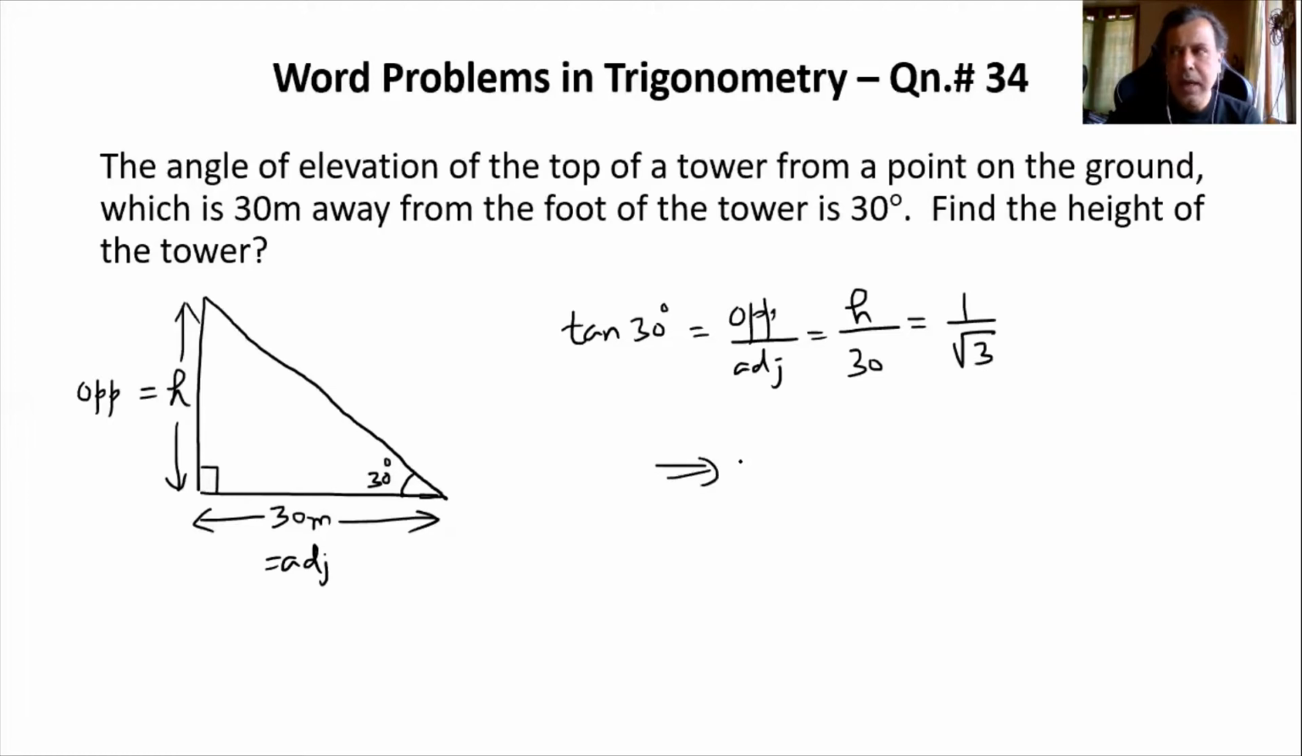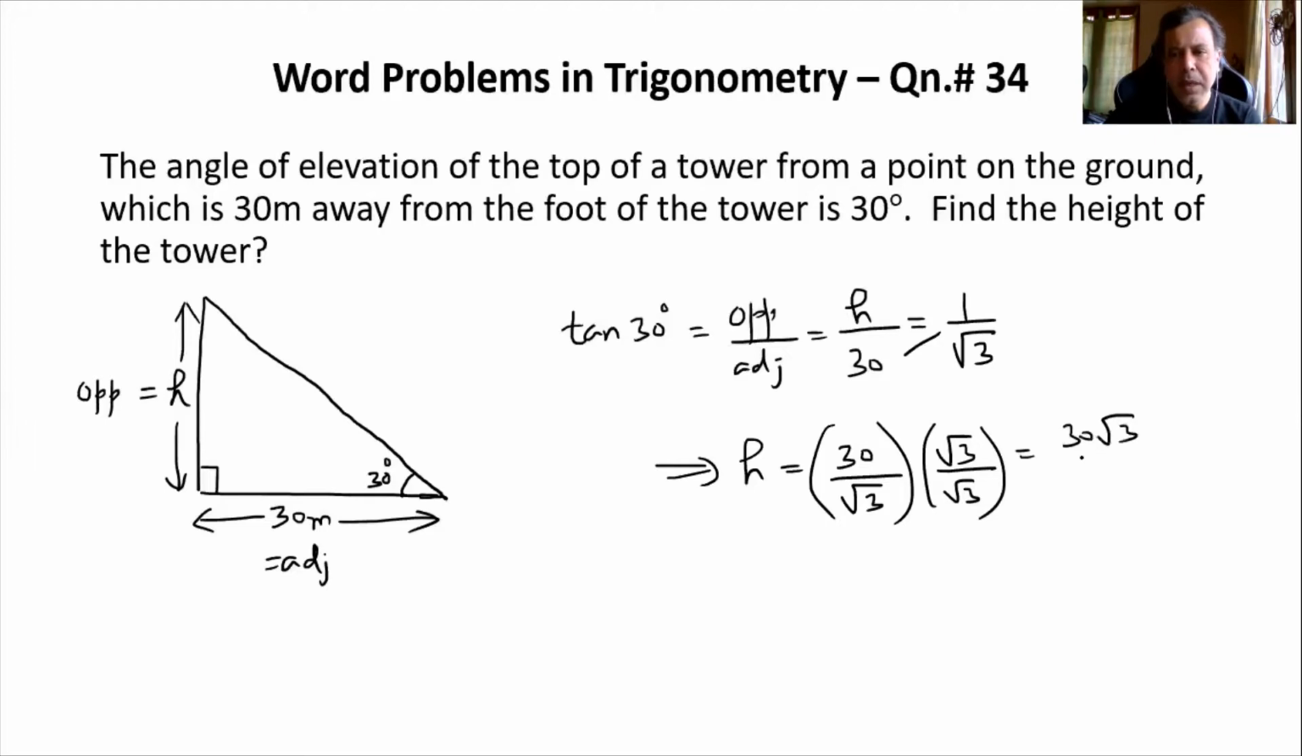That means our height will be, by cross multiplication, 30 divided by square root of 3. Generally, we prefer to rationalize the denominator, which means I will multiply both numerator and denominator by root 3. So the numerator becomes 30 root 3, and the denominator becomes 3. Now this 3 with this 30 goes 10 root 3. So the height will be 10 root 3 meters. So that's about this problem. Let's move on to the next.